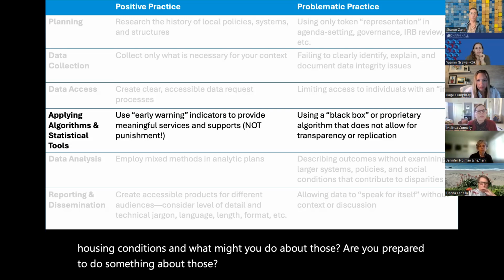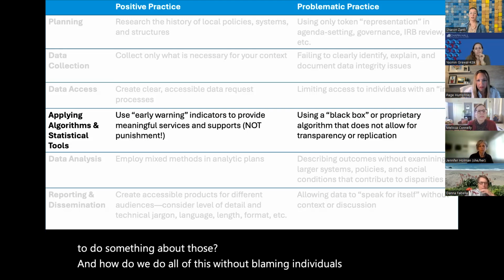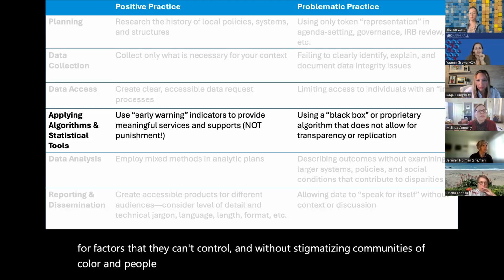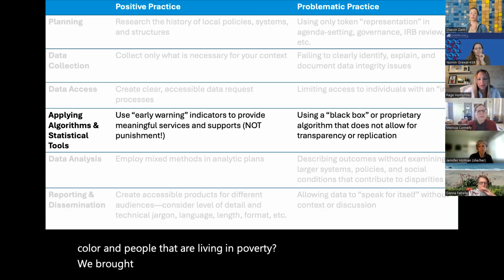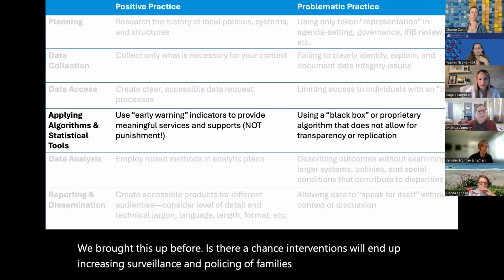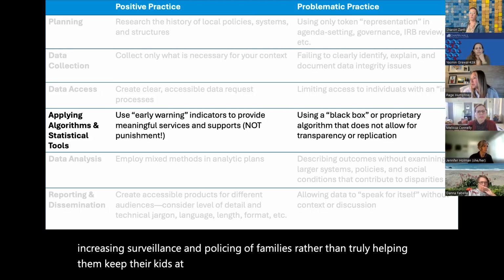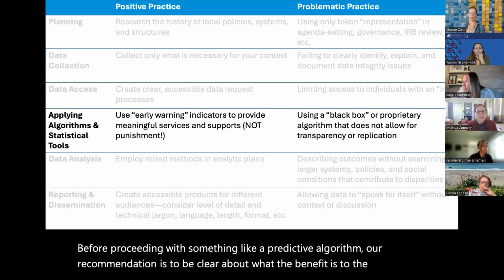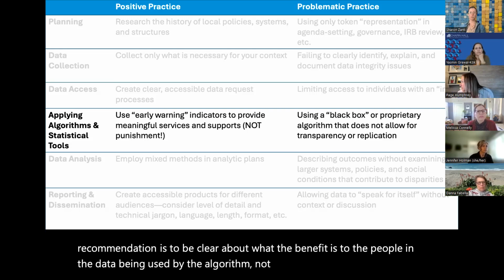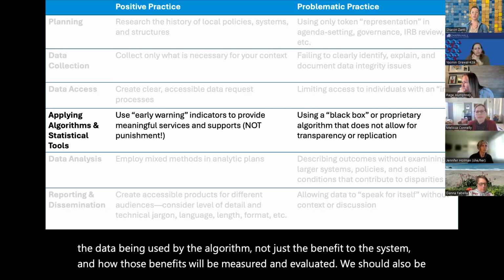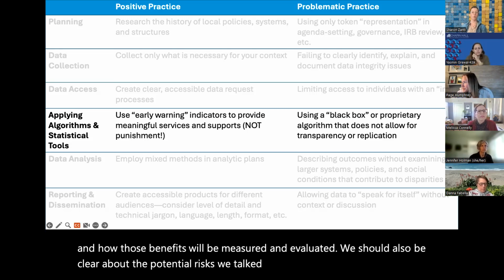And how do we do all of this without blaming individuals or communities for factors that they can't control and without stigmatizing communities of color and people that are living in poverty? And we brought this up before. Is there a chance interventions will end up increasing surveillance and policing of families rather than truly helping them keep their kids at home? So before proceeding with something like a predictive algorithm, our recommendation is to be clear about what the benefit is to the people in the data being used by the algorithm, not just the benefit to the system, and how those benefits will be measured and evaluated. We should also be clear about the potential risks, like we talked about before, and how we're mitigating them.